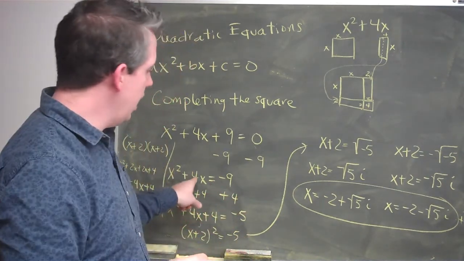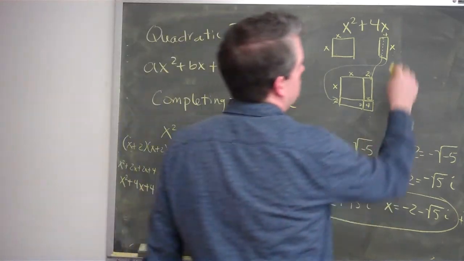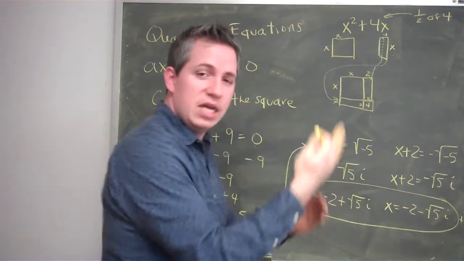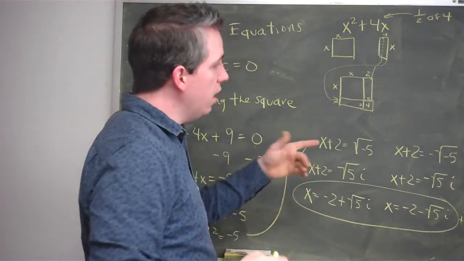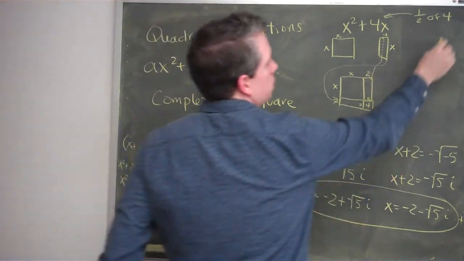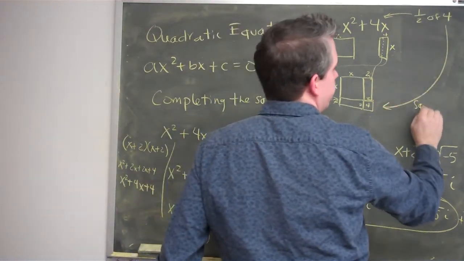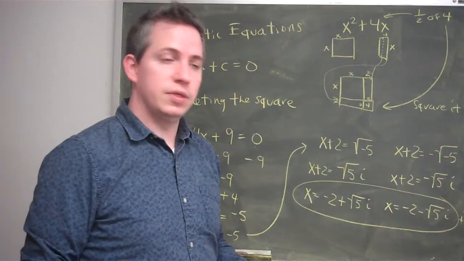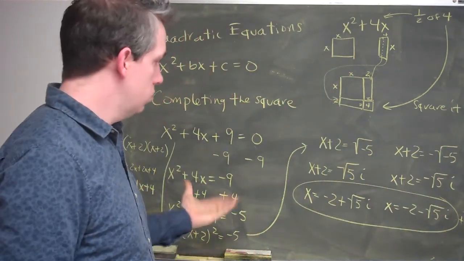It comes from taking half of the number in front of x, because I cut that rectangle in half. So if I cut it in half, I take half of that, and then I square it. And if I square it, then I add it in, and that actually completes the square, and it allows me to work this out.